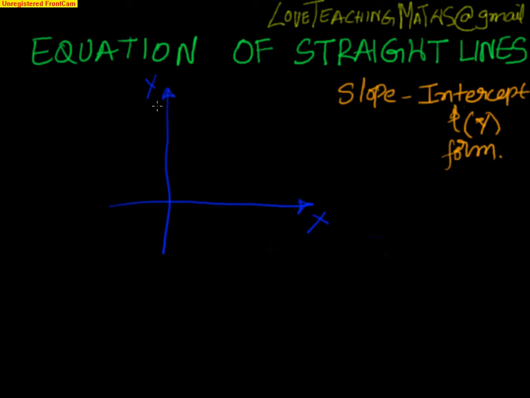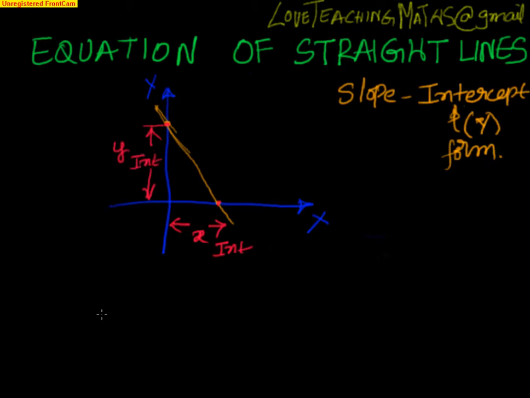Now suppose you take a straight line. It is intercepting the x and y axes at some particular points. The lengths of these points from the origin, that is nothing but this and this, are known as intercepts. This is the x-intercept and this is the y-intercept.